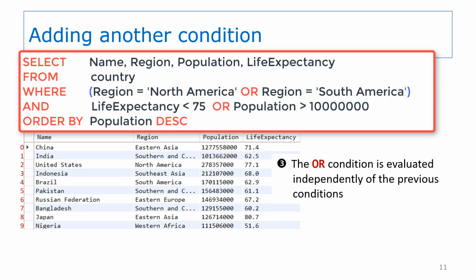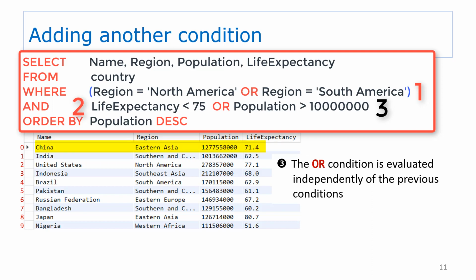The result of evaluating the regions at item 1 is ANDed with the result of comparing the life expectancy at item 2. This is the same set of conditions we worked with earlier, so nothing is different with items 1 and 2. The difference is the OR condition at item 3. Again, with an OR, if the condition on either side of the OR is true, then the OR is evaluated as true. Let's track this through using China as an example.